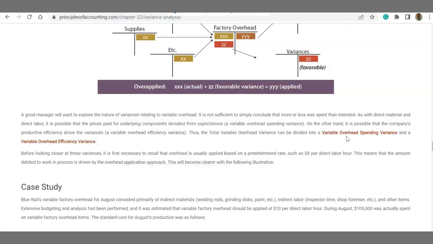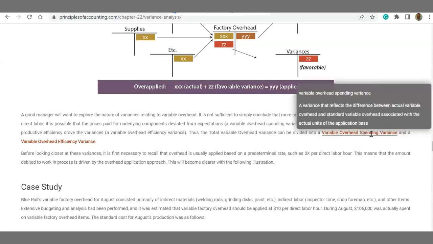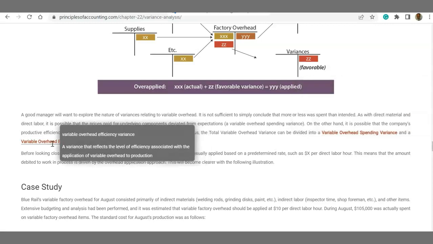So we have also the same way I did that for material and labor. You can do the same thing for variable overhead spending variance, which is a variance that reflects the difference between actual variable overhead and standard variable overhead associated with the actual units of application base, like direct labor hours or direct labor cost or machine hours, whatever your activity base might be.